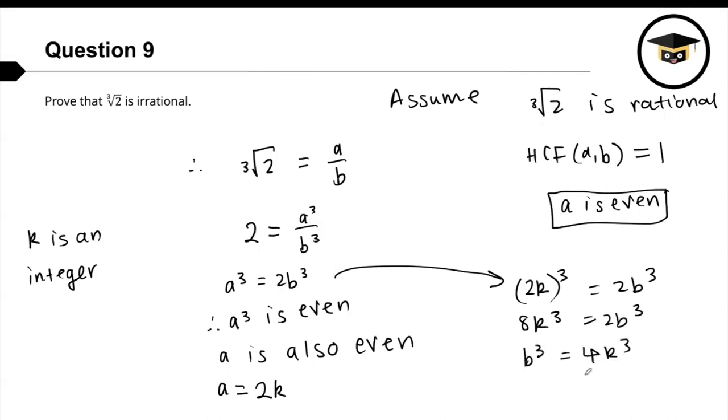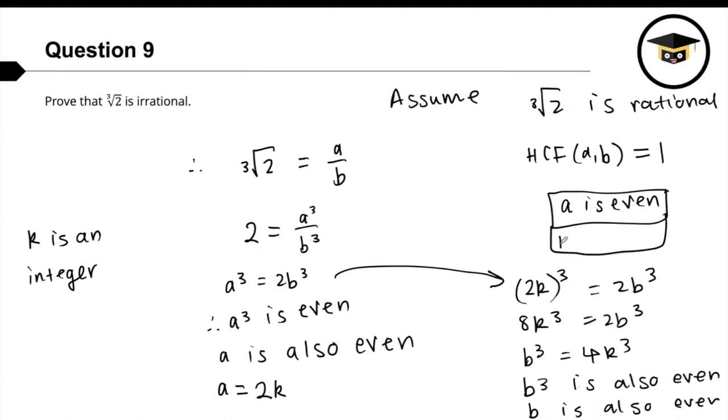If you look at that, 4 times K cubed, where K cubed is obviously an integer, means that B cubed is also even. So if B cubed is even, similarly, we can say that B is also even. And that is where our contradiction is. Because if we have 2 even numbers in a fraction, then both of those numbers can be divided by 2. And that means the highest common factor is not actually 1. The highest common factor is actually 2.